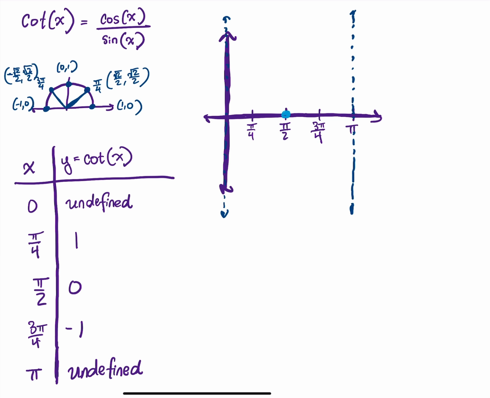At pi over 4, it was positive 1. So let's place positive 1 here. And negative 1 would be down here. So positive 1 at pi over 4, and then negative 1 at 3 pi over 4. So we get a similar curve, except it's kind of reflected from the tangent. It starts at positive infinity and then goes down. So it's like a flipped cubic function, but bound also by these asymptotes.